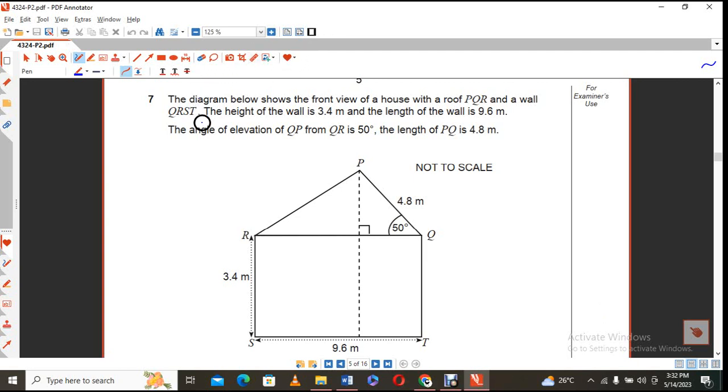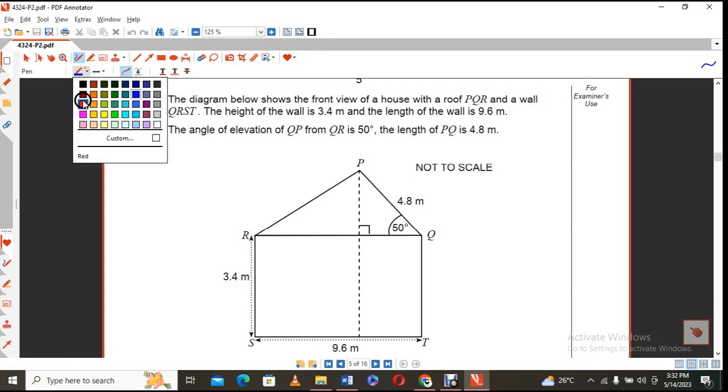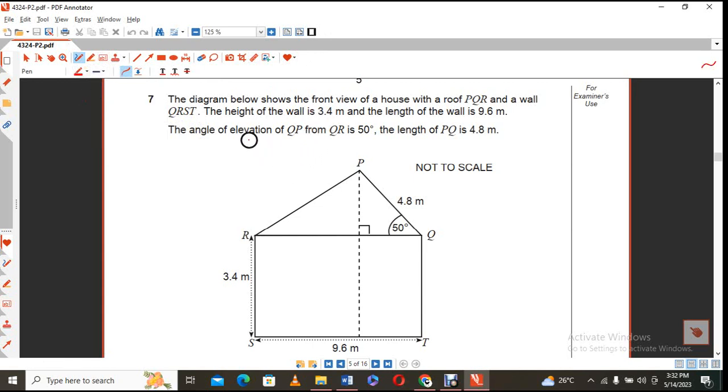So I'm doing question 7 due to a request. It says the diagram below shows the front view of a house with a roof of PQR, this triangular roof here, and a wall of QRST, this rectangular wall there. The height of the wall is 3.4 meters, as you can see, and the length of the wall is 9.6 meters, as you can see.